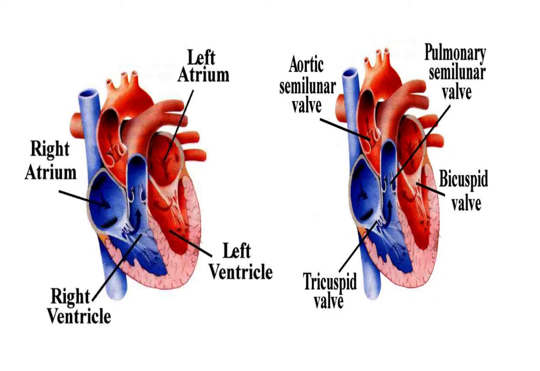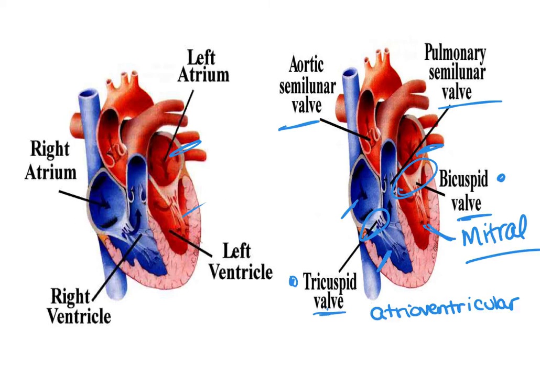The aortic semilunar valve and the pulmonary semilunar valve. They call it semilunar just because of its shape. I think I mentioned that in one of the videos in the beginning. And then here we can see our right atrium, right ventricle, left atrium, left ventricle. By the end of this course, you're going to be able to label all of this and understand how the blood flows through here.